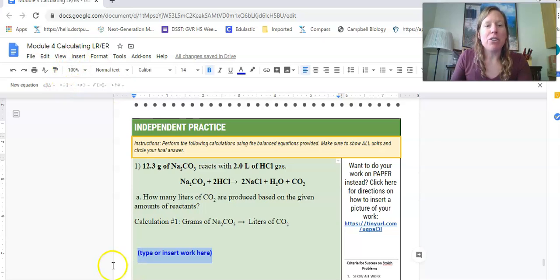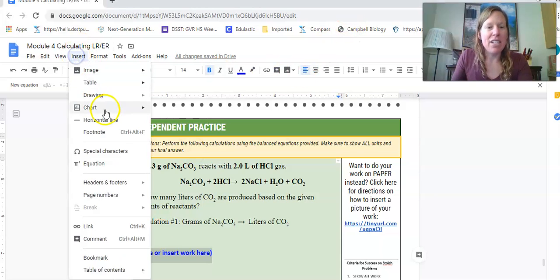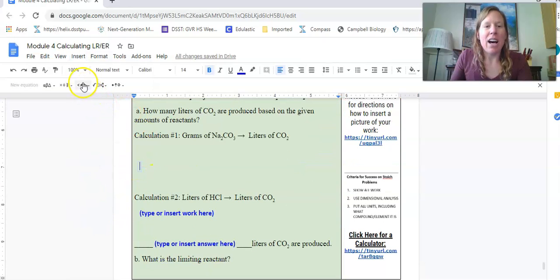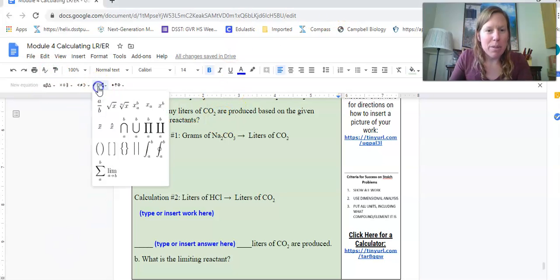So one thing you can do is you can go to Insert up here at the top. So you can insert, and then you can insert an equation. So you see here it says insert equation, and that is what we are looking for. And then a bunch of little buttons will pop up right here on your toolbar. And we want to use those to figure out how we're going to do our stoichiometry problems.